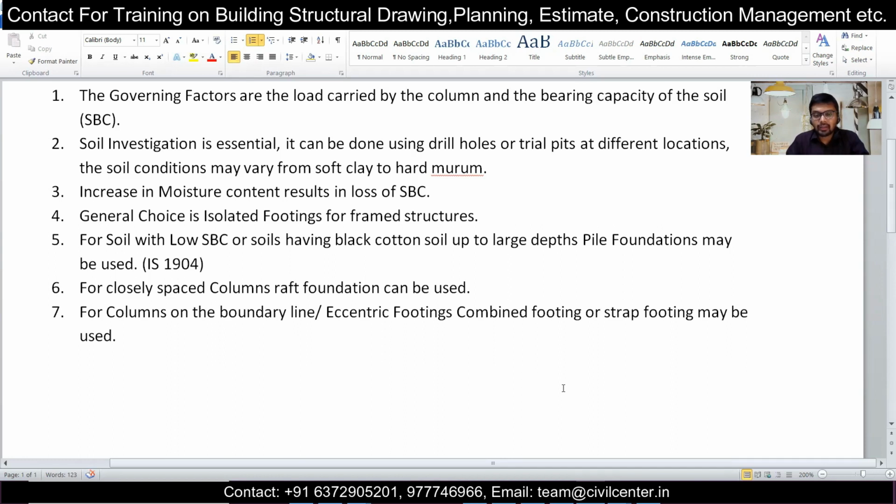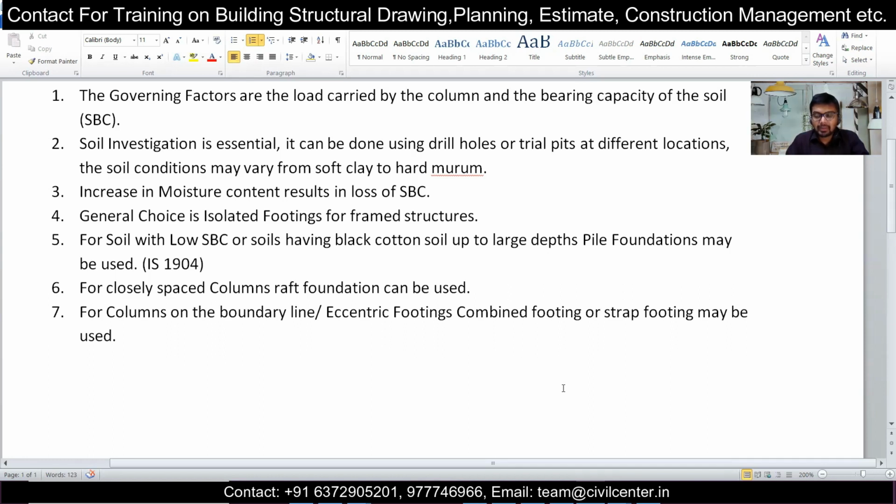In IS 1904, it is written that you have to consider deep foundation if the SBC is low. More details we'll discuss later, but we can keep this in consideration: if for a particular depth like 1 meter or 2 meters the SBC is not suitable or is low, then we need to provide the pile foundation.